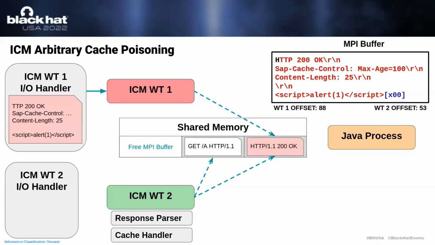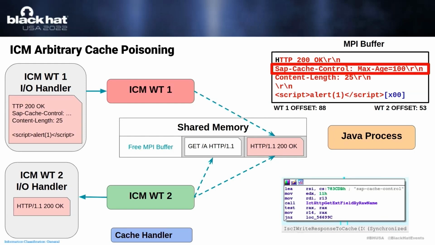So when worker thread 2 sends the response, before sending it, it is going to parse the response. It will send it to the client, and if you notice in the MPI buffer, there is an extra header that I included there. That is the SAP cache control header, which is an internal header used to select which responses should be stored in the cache.